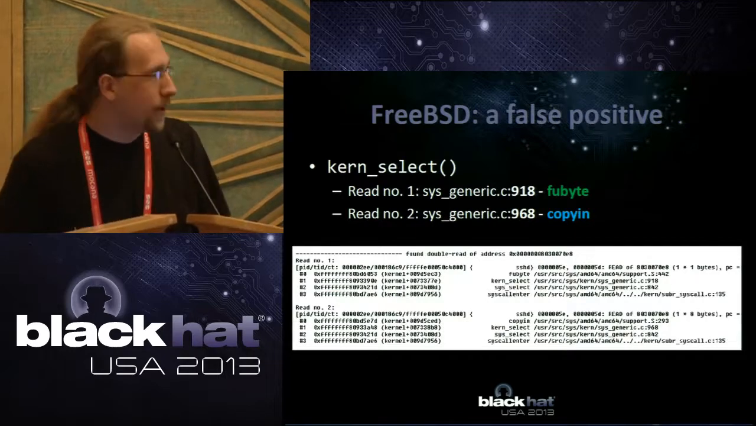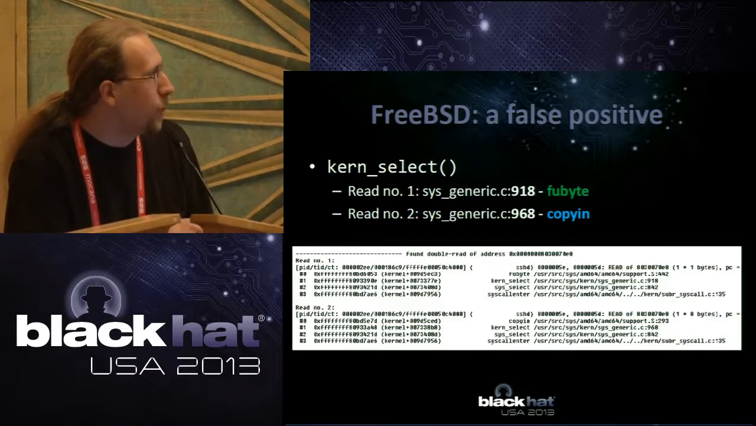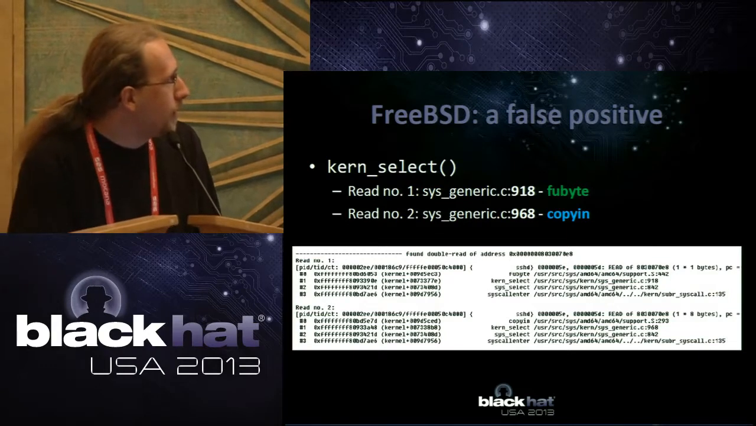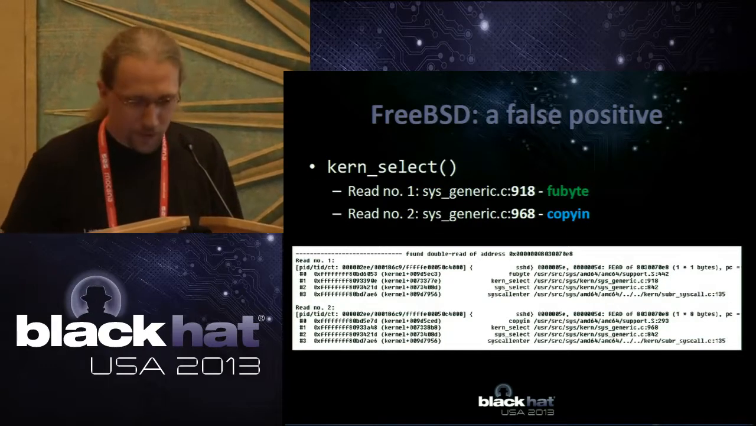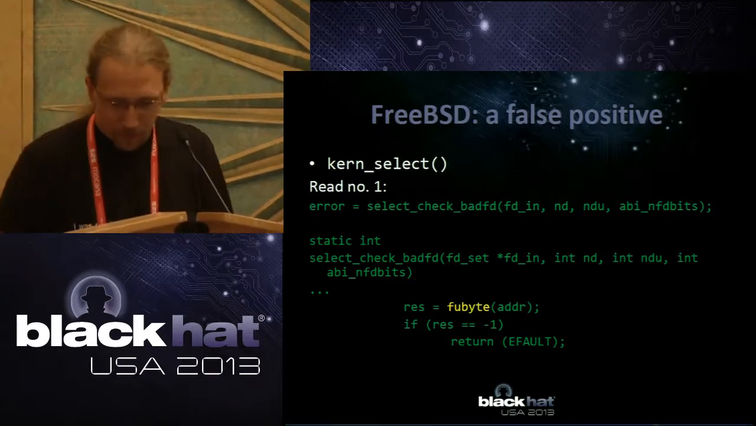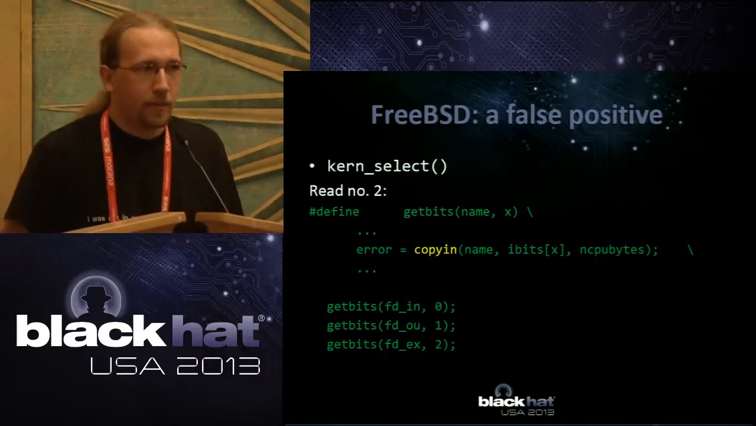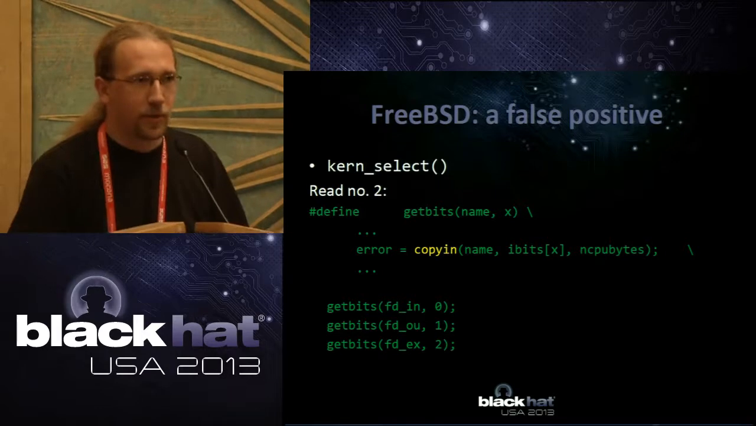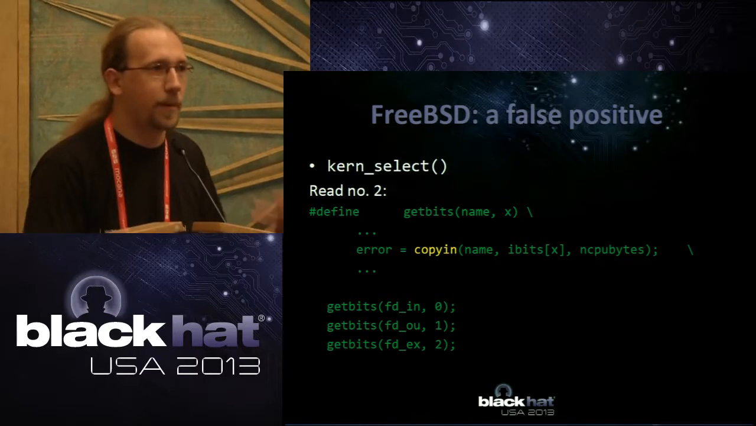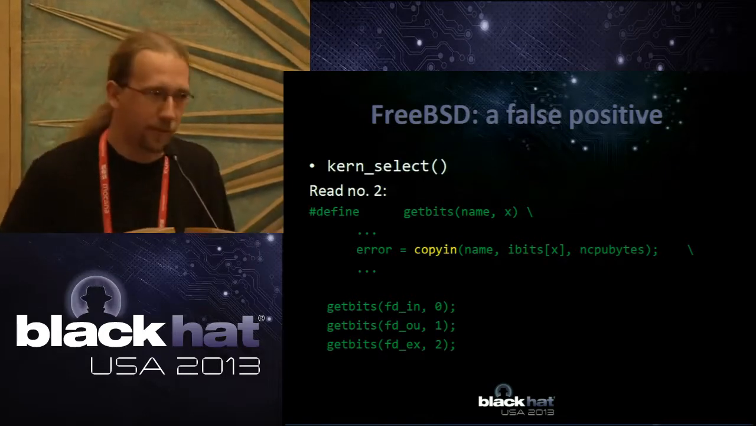One false positive I would like to mention is in the kernel select function. This is an actual report that we got from Bochspwn. There are 2 reads. The first read is in select check bad FD, and it gets some byte. And then there's another one and it gets the same bytes again. Actually, it gets bits. But this is a double fetch. Due to the nature of how this is used, it's not exploitable. It's not even a bug. You cannot do anything evil with it. Basically, a boring false positive.